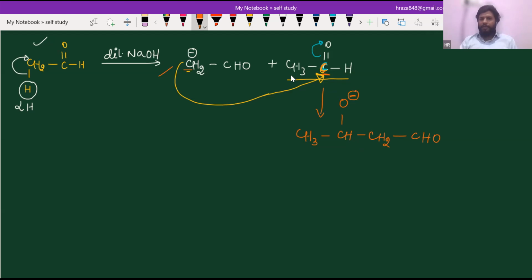First, I wrote this CH3CHO negative, and since this is directly connecting or attacking on this carbon, it will be CH2 and CHO. Is that clear to everyone?